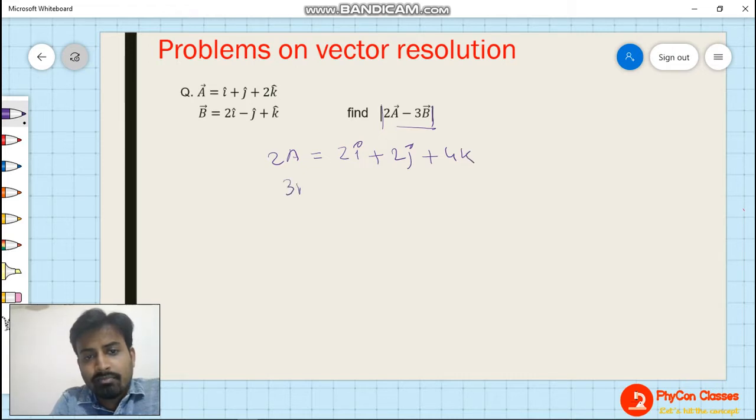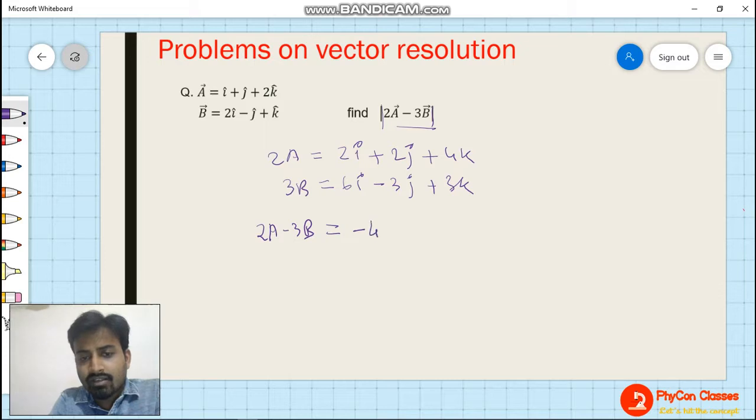Clear? And then 3B will be equal to 6i minus 3j plus 3k. Clear? So to find 2A minus 3B, that will be equal to 2i minus 6i, which is minus 4i. Then 2j minus of minus 3j, that will be 5j. Then 4 minus 3 is plus k. Clear? This is the vector, right?